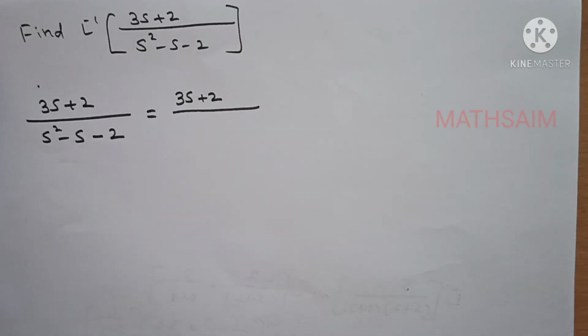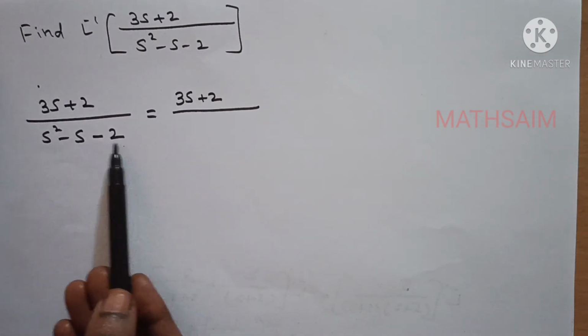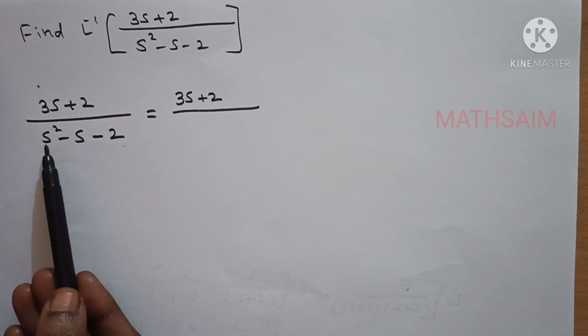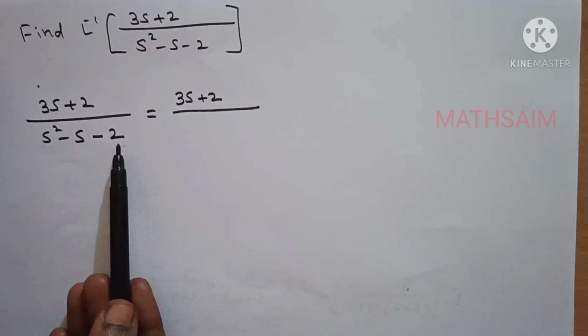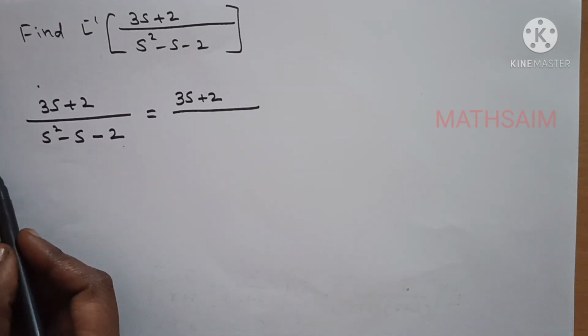We'll solve one more problem. Find L inverse of (3s plus 2) by (s square minus s minus 2). You see the denominator. This is a quadratic equation, right? First thing I have to see whether it is factorizable or not. Of course, you just check that.